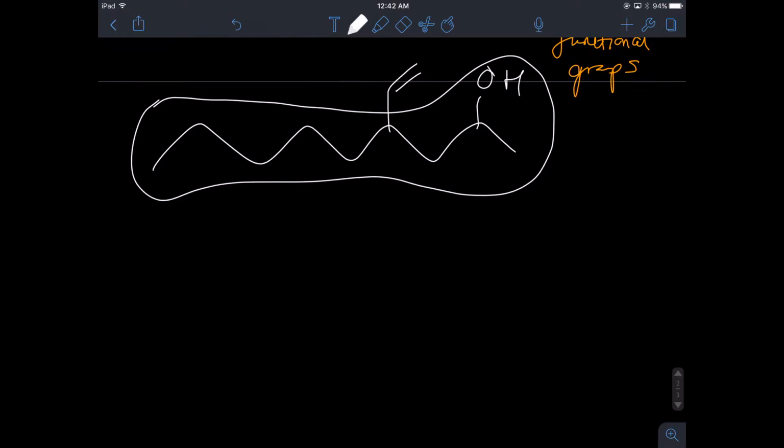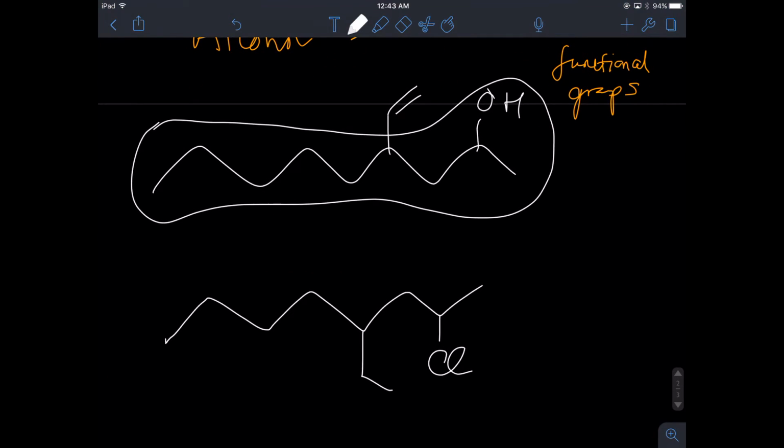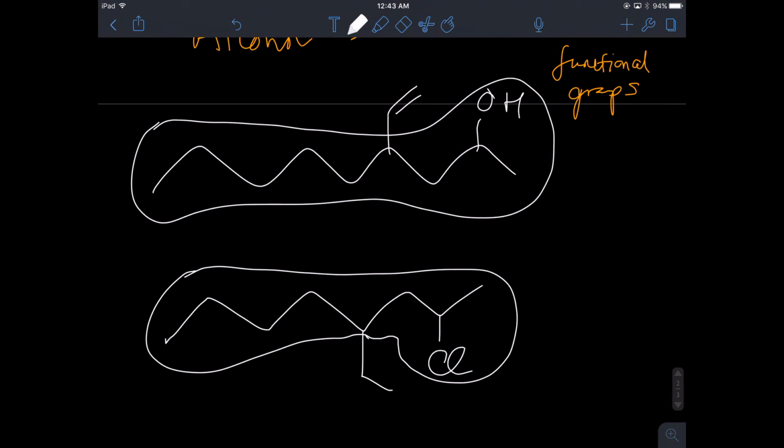Another example. This is the chlorine, the other functional group. We don't have a double bond, we don't have a triple bond, and we don't have alcohol, only chlorine. So we choose the chlorine. The chain that includes chlorine is the parent chain. This one right here is the functional group, the substituents.